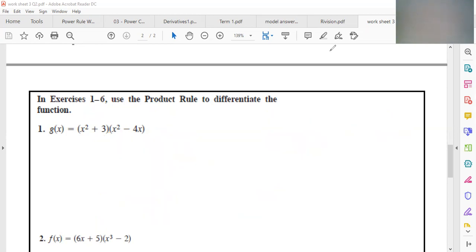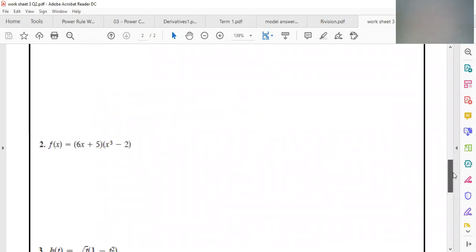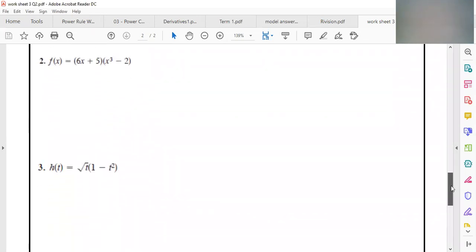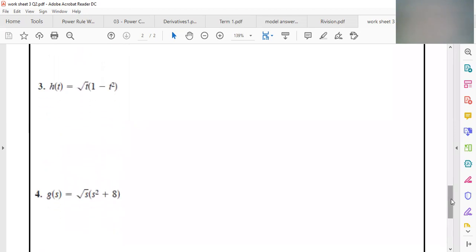Okay, let's continue, but I will not solve number 2. It will be homework. Let's solve number 3. I solved all of them in the online session. Here, as I told you before, this one is u, this one is v, because it is square root t multiplied by this one. That is the function.